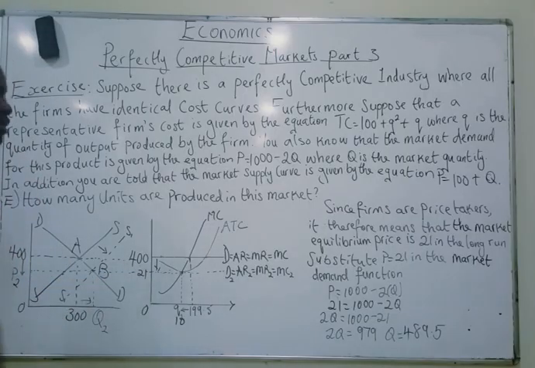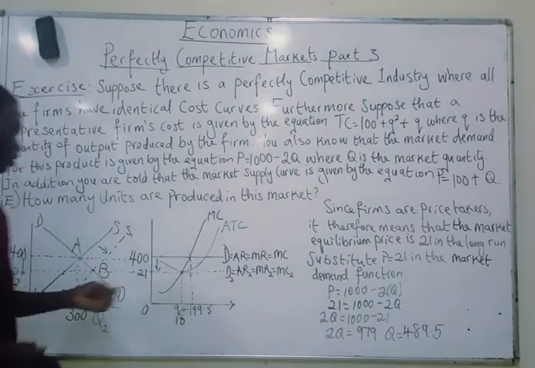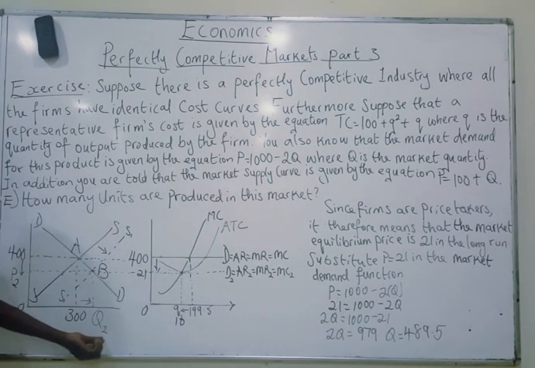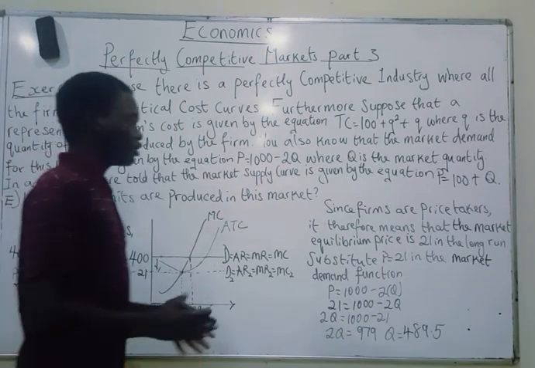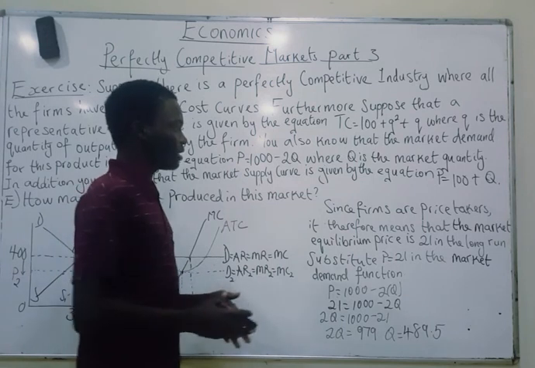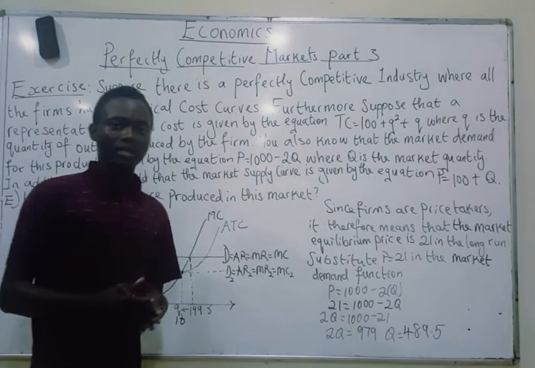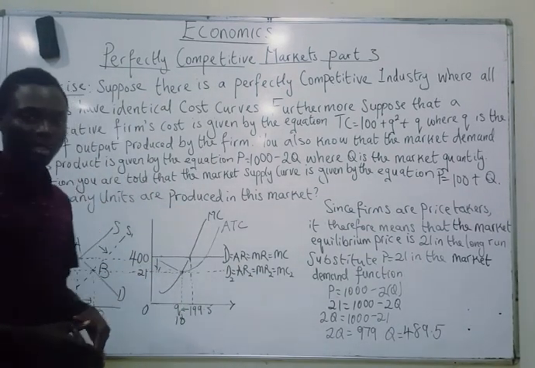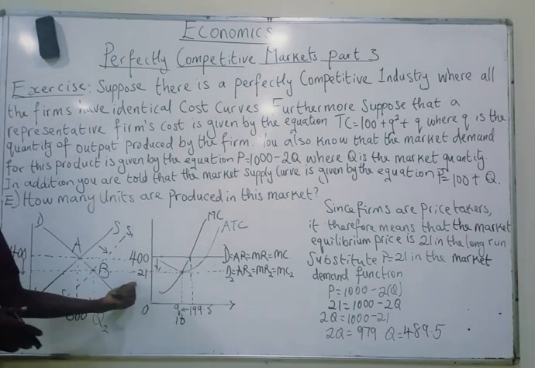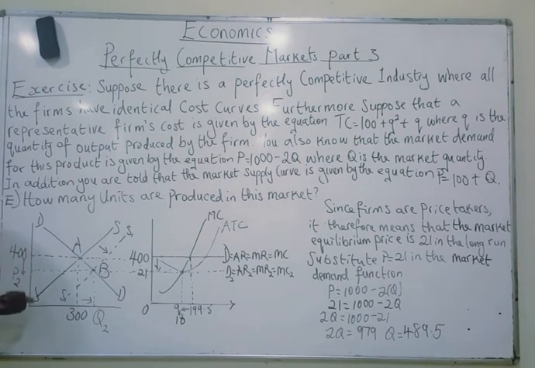So the last question asks how many units are produced in this market. So we're not talking about the firm now, we are talking about this Q. Okay, so how many units are produced in this market? There is something that is important. Since firms are price takers, it therefore means that the market equilibrium price is 21 in the long run. Alright, so how did we get that? We solved earlier to get the price that firms are going to be charging. I discovered that it was 21. So if the price is 21, it simply means that is the price that is existing in the industry.